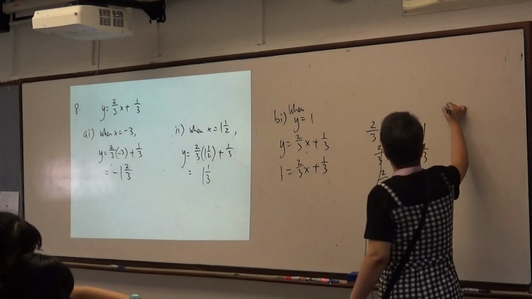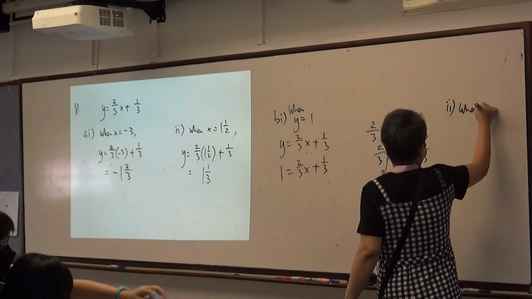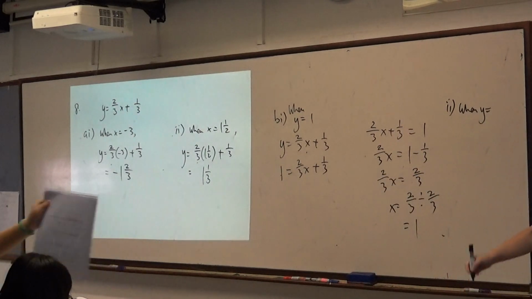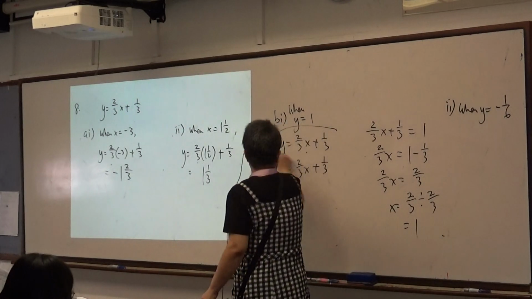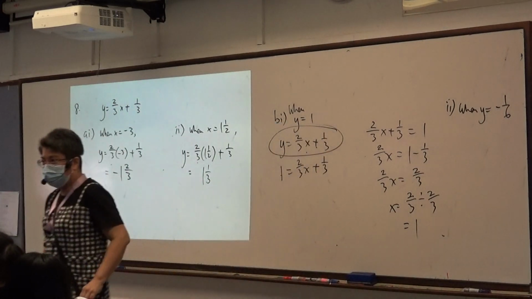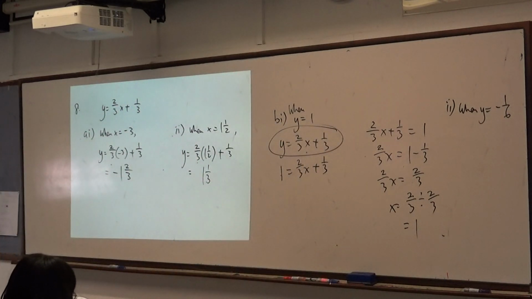Okay, then I want to try part B. When y is negative 1/6, you plug in negative 1/6 here. I'll give you 3 minutes, you solve for x.